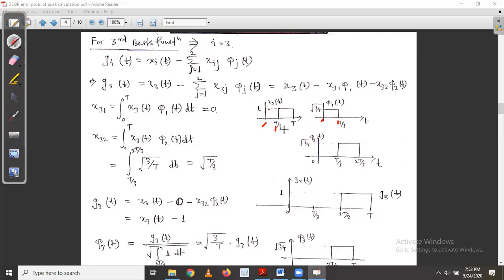Similarly, t by 3 to t has 1 amplitude, and from t by 3 to t the other has 0 amplitude. So multiplying, we will have 0. So finally, this term will be 0, and definitely the whole thing will be 0.